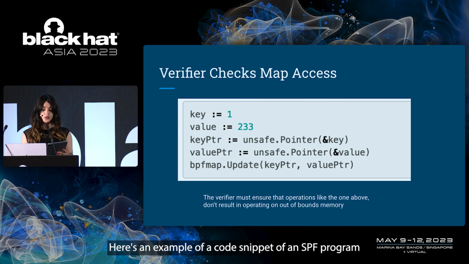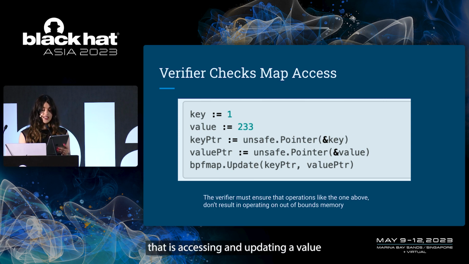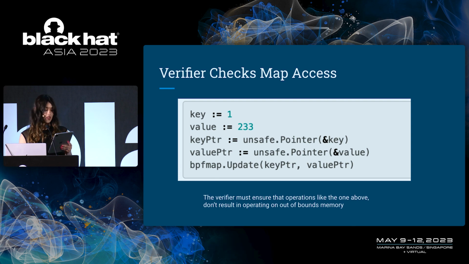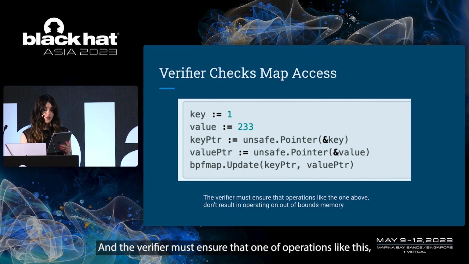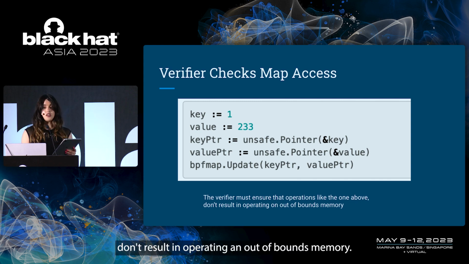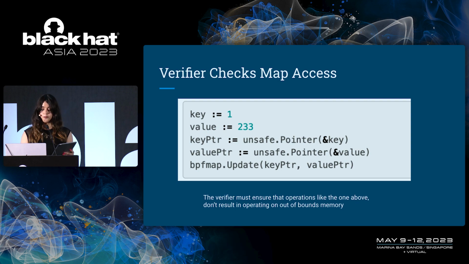Here's an example of a code snippet of an eBPF program that's written in Go that is accessing and updating a value inside the memory of an eBPF map. And the verifier must ensure that operations like this, the one that we show above, don't result in operating in out-of-bounds memory.